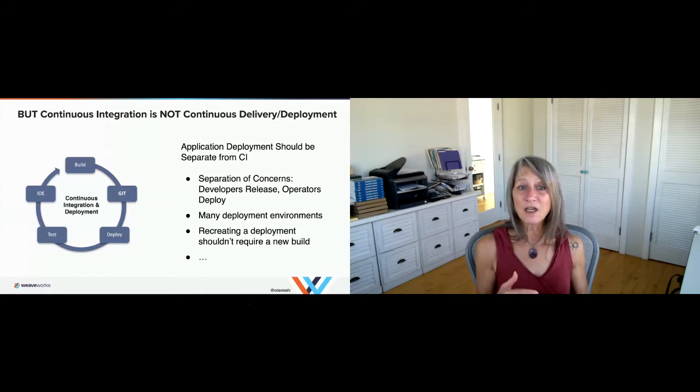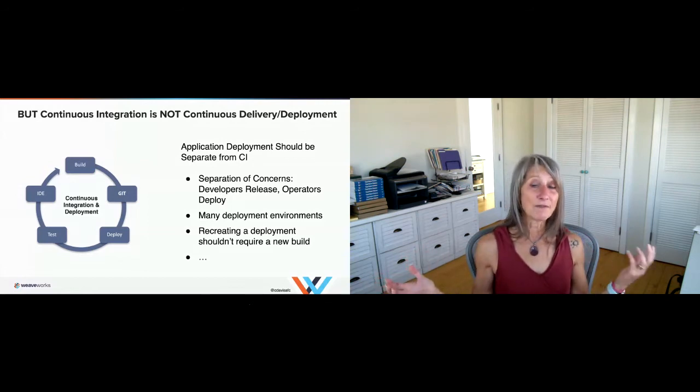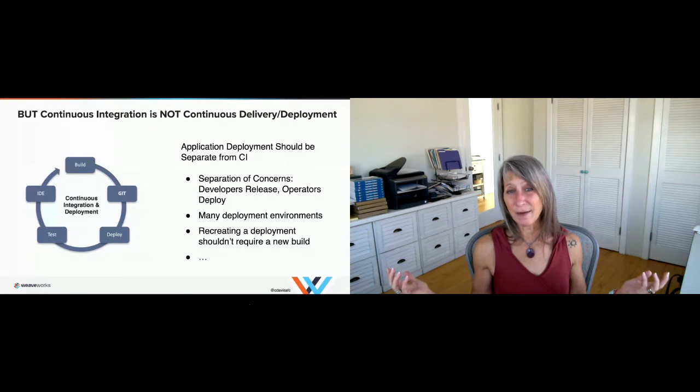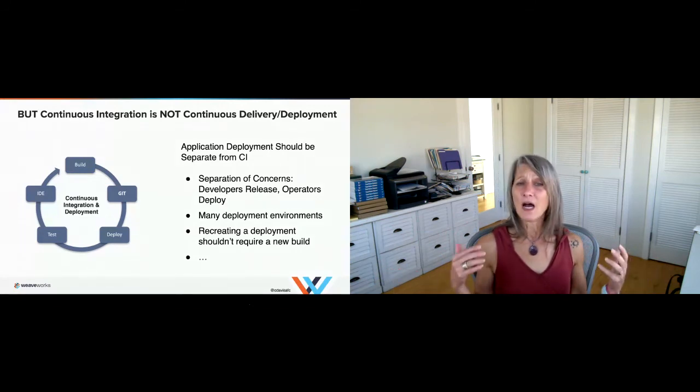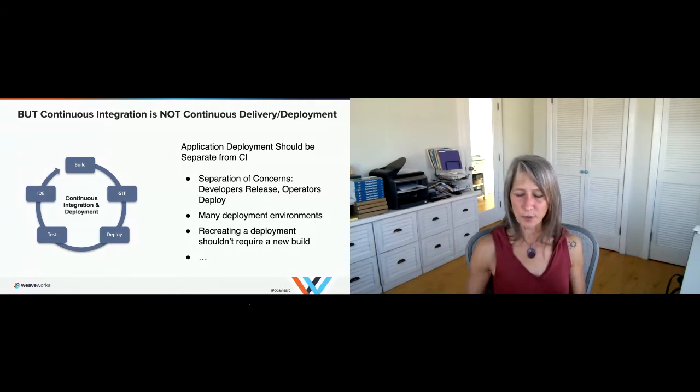And then finally, recreating a deployment. For example, I have my deployment running. I have some kind of a disaster and I need to get it up and running in a different region within AWS, for example. I shouldn't have to redo a build. I shouldn't have to go all the way back to my CI system. I should just be able to do a deploy. So the punchline here is that we definitely want to keep deploy separate from the CI process.